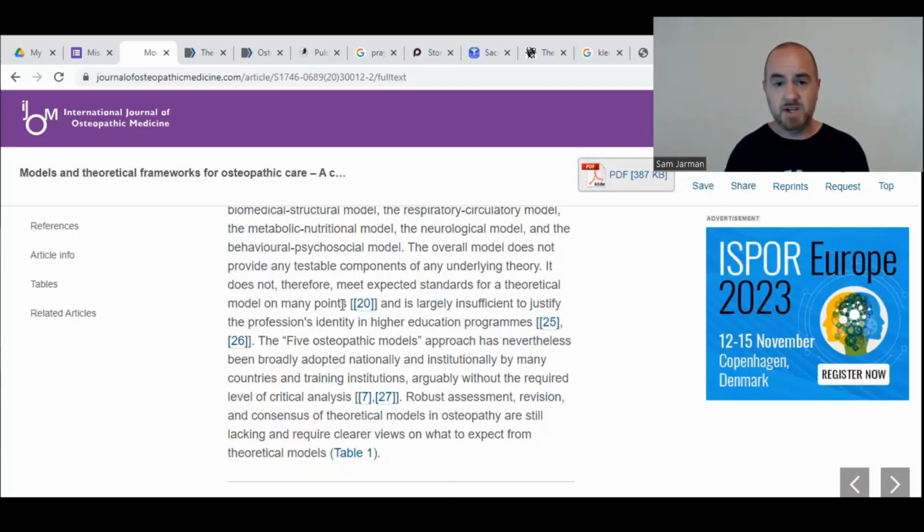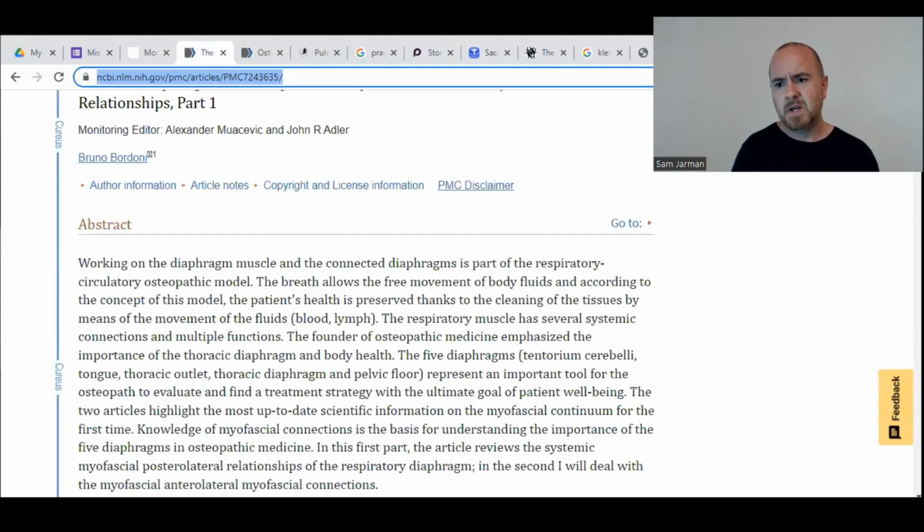So osteopathy doesn't have theories. There's a lot of terms with theory. There's a lot of words that end in theory or concepts that end in theory. They're not theories in a technical sense, not even remotely. They're barely even hypotheses, right? So we'll look through some here.